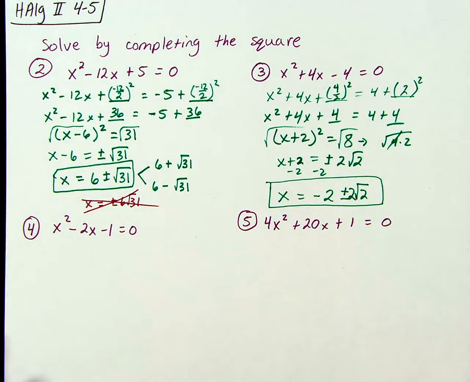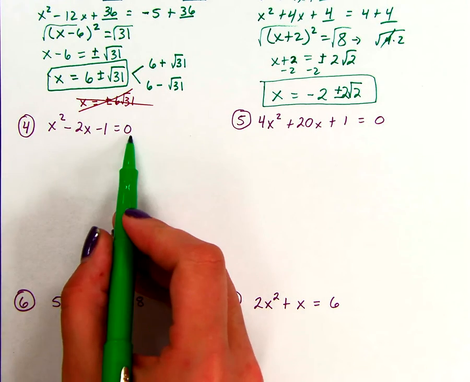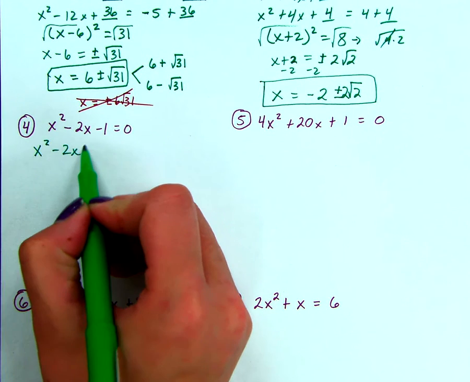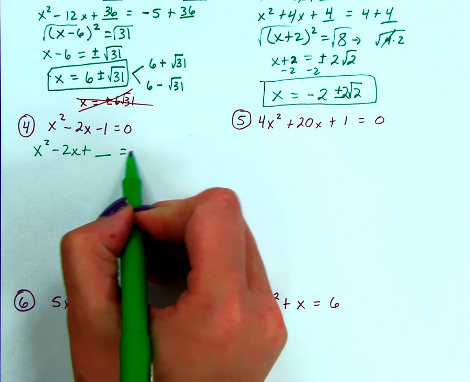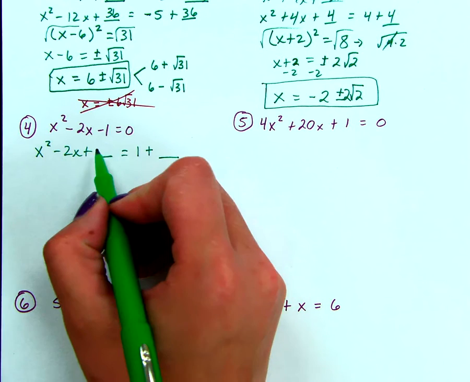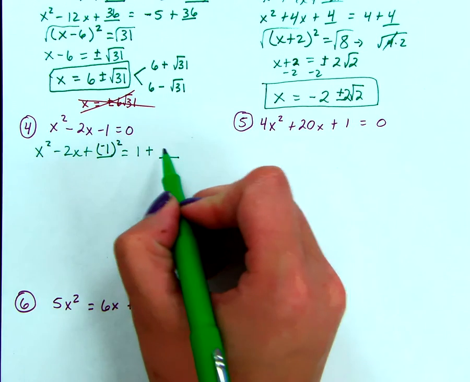All right, one more. So again, we're just going to start by adding the 1 to the other side. So x squared minus 2x, leave room to complete the square, equals 1 plus, and again, leaving room to complete the square. So this number, we just take half of negative 2 and then square it. So half of negative 2 is negative 1 squared, so I'm just going to write that.